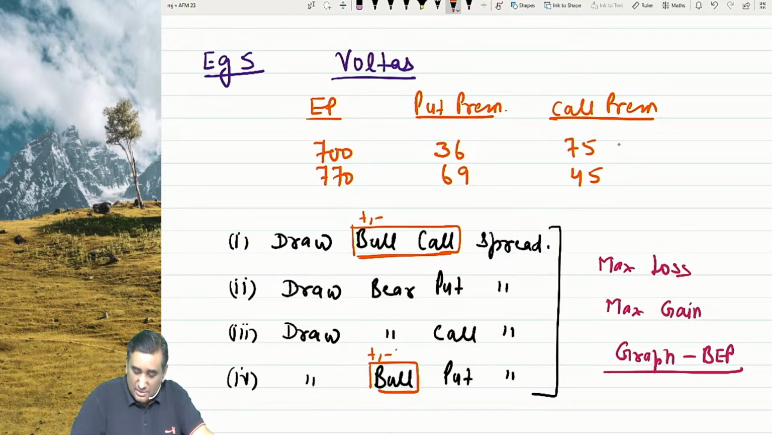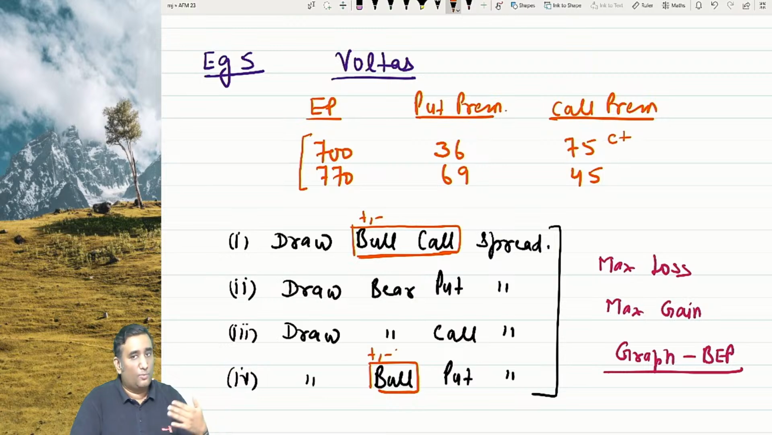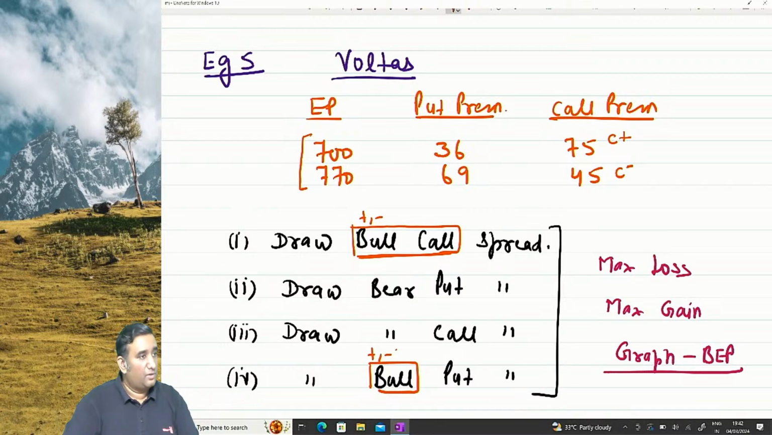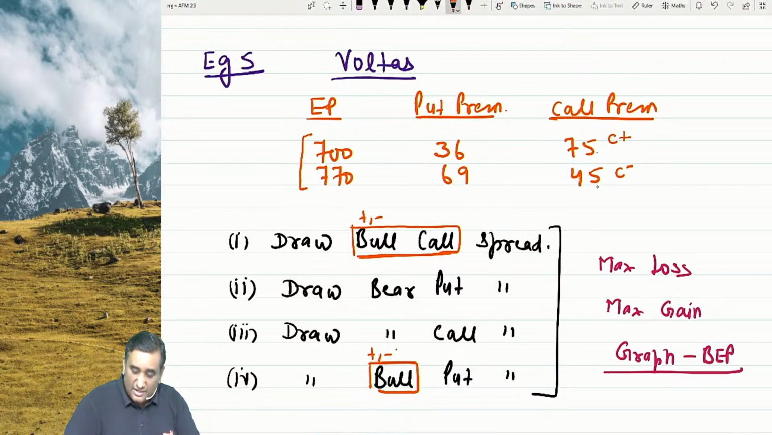You do C plus at 75, and what is the meaning of 700, 770 when you give these two strike prices? The expectation is the price going above 700 but not moving above 770. So if you do C plus at 700, the premium outflow is 75. Even if the price becomes 770, still you will be in net loss. The moment you write C minus, you are able to reduce your premium cost. Initial outflow would be 75 minus 45, how much? 30. That will be the maximum loss.